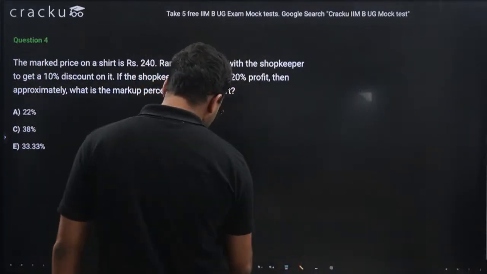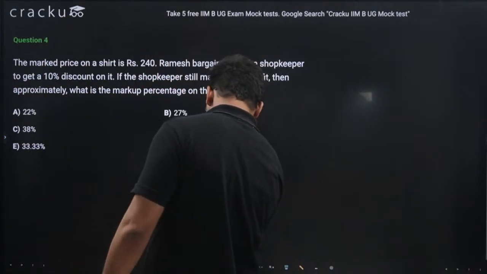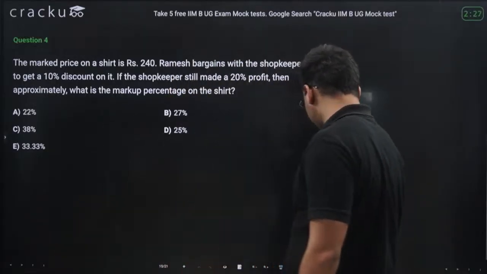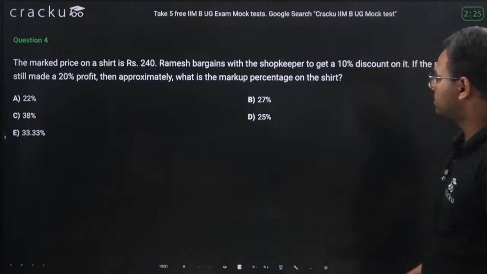So this is a question. I am starting the timer. Again, there is 2.5 minutes for this question. Try to solve it in the given time only.